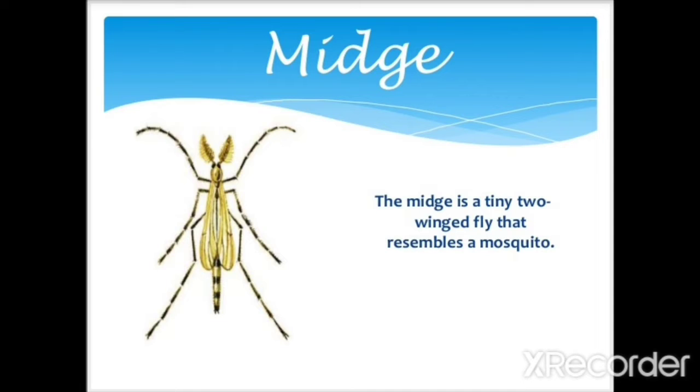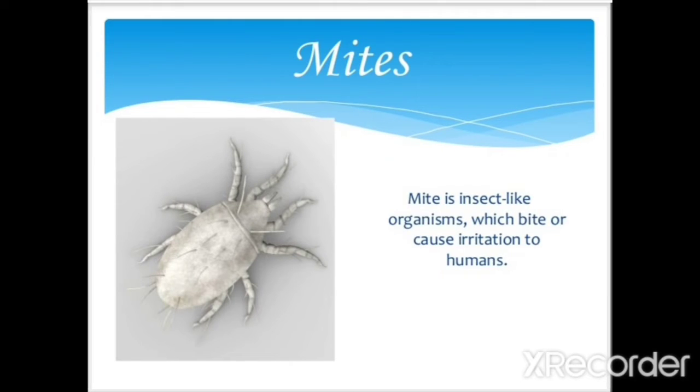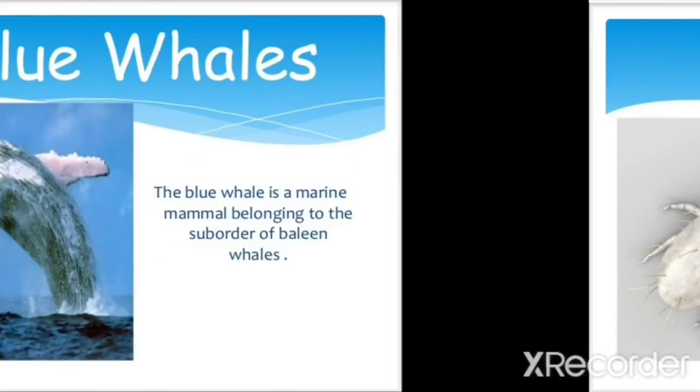Midget. There is no earthly sense there, only the small creatures and the big animals. The small creatures, the midget. Midget is a tiny two-winged fly that resembles a mosquito. Mites. Mite is an insect-like organism which bites or causes irritation to humans.